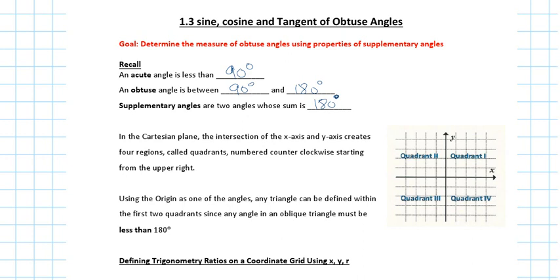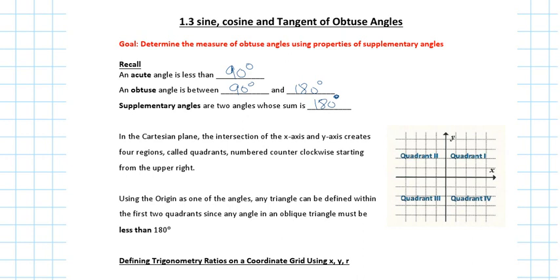Now, in the Cartesian plane, a Cartesian plane is the x and y plane. Okay, it's called the Cartesian plane. The intersection of the x-axis and the y-axis creates four regions. Okay? So it creates quadrant 1, quadrant 2, quadrant 3, and quadrant 4. And they're numbered counterclockwise starting from the upper right.